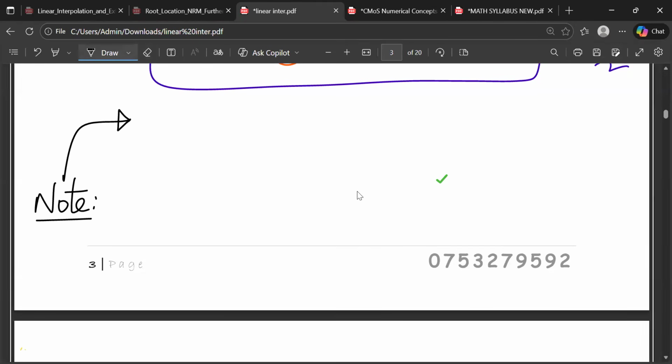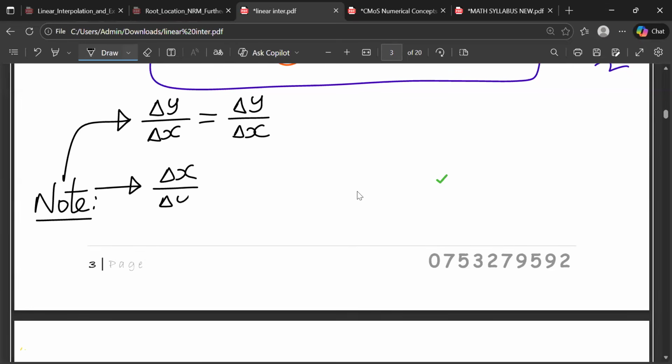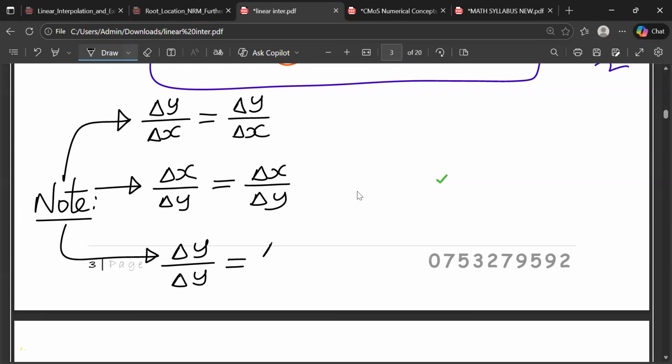This is it. Change in y over change in x equals change in y over change in x. Then the other formula we found had change in x, change in y, and also on this side change in x, change in y. The third formula we found was change in y over change in y, then on this side we had change in x and change in x.